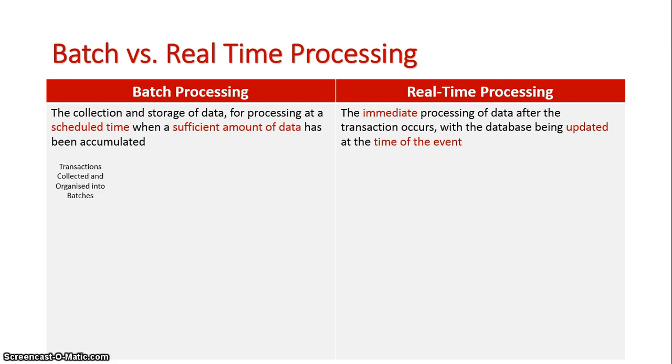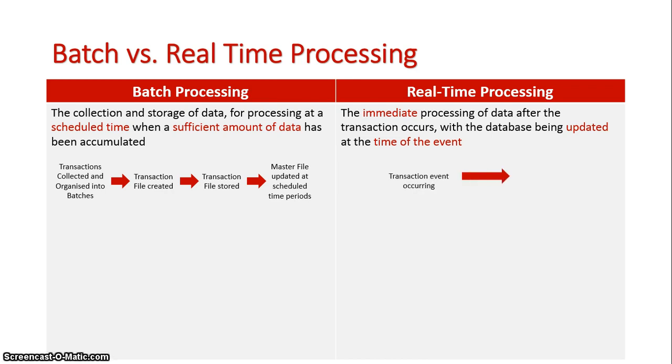Okay? With batch processing, the transactions are all collected into one transaction file. This transaction file is stored, and then once the specific date occurs, the actual transaction takes place and the master file is updated. In the case of real time, the transaction event occurs, and at the same time, the online computer database is being updated. So it's a constant cycle that's happening over and over again at the immediate time.